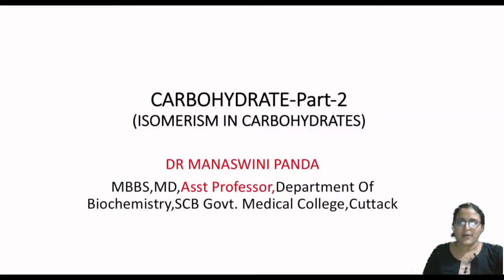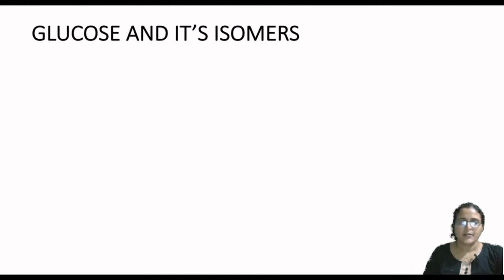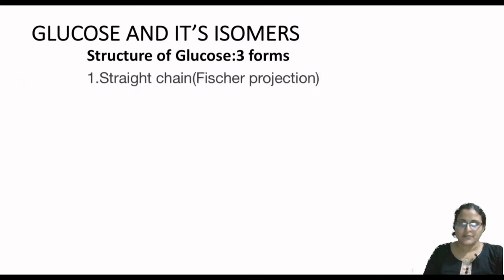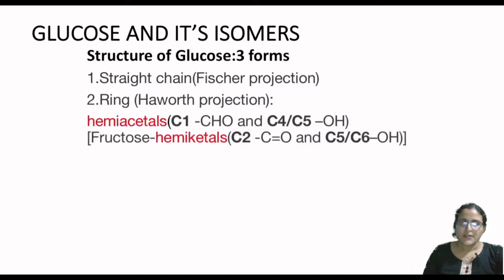Today I will discuss carbohydrates part 2, that is the isomerism in carbohydrates. I'll discuss it in reference to glucose, because it is a very important organic molecule, the carbohydrate in our body. Glucose has three structural forms: the straight chain or Fischer projection, the ring form or Haworth projection, and the chair or boat form. Ring form is due to formation of a hemiacetal bond in glucose, and in fructose we have a hemiketal bond. I'll discuss this Fischer projection and Haworth projection.